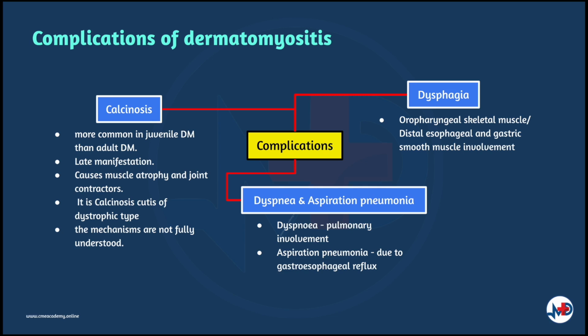So patients with oropharyngeal, skeletal muscle, or distal esophageal and gastric smooth muscle involvement may present with dysphagia. Dyspnea can happen in patients with pulmonary involvement, and aspiration pneumonia is usually due to gastroesophageal reflux.